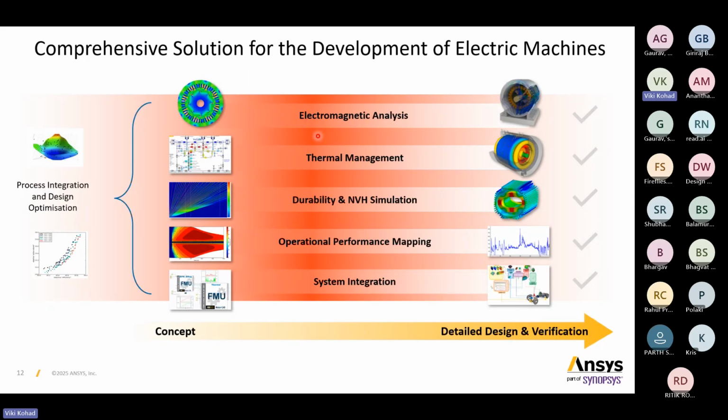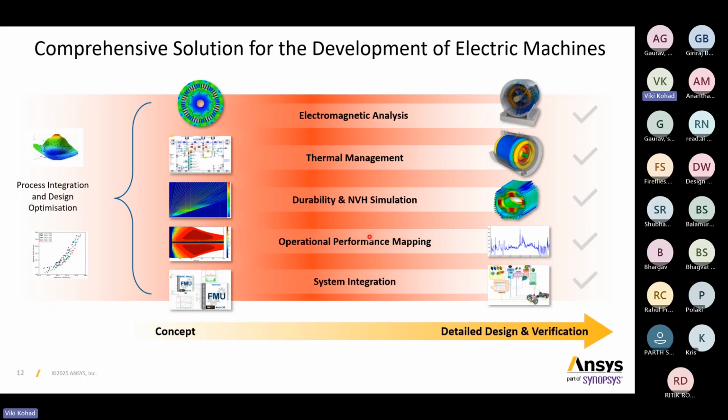Now in ANSYS, what is the procedure for machine design, from scratch to advanced machine design through to manufacturing? First we do the electromagnetic analysis, then we check the thermal performance. After that, in the mechanical section, we check durability, how rough and tough your motor is, and for that you have to check noise and vibration performance also.